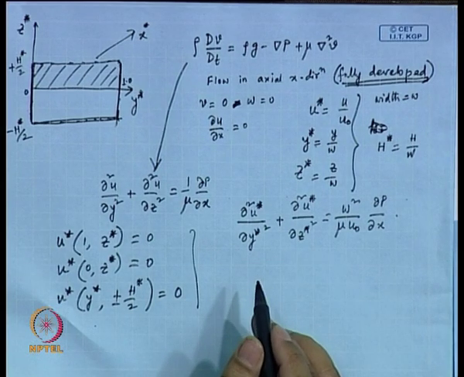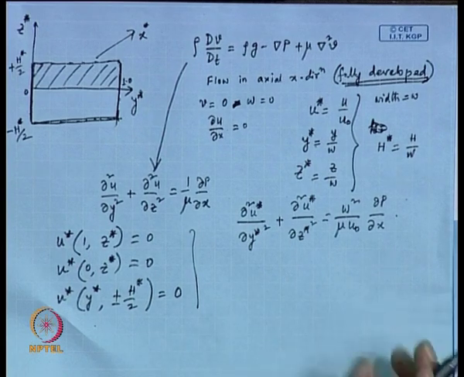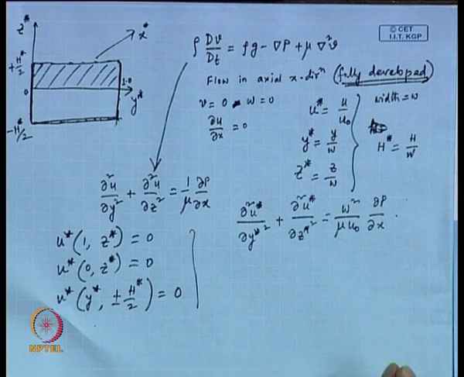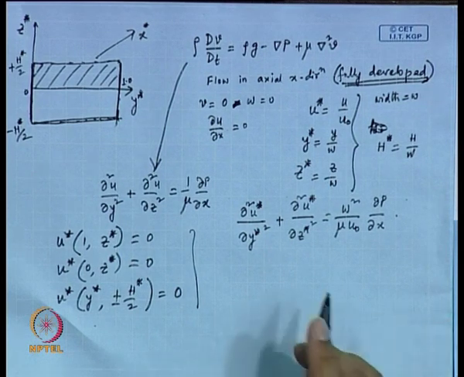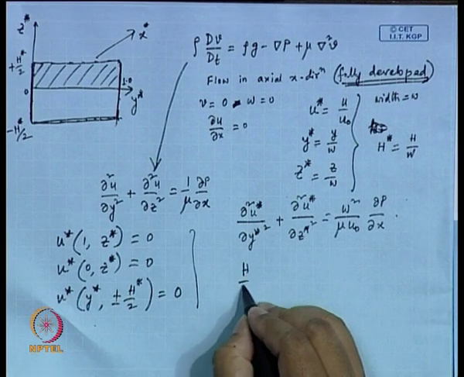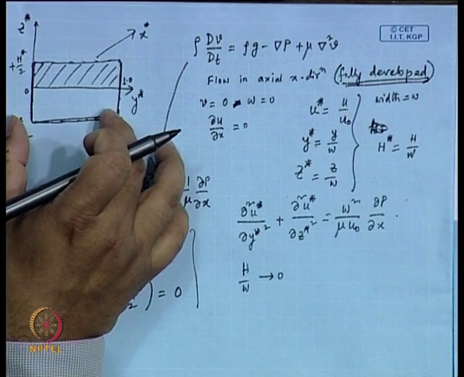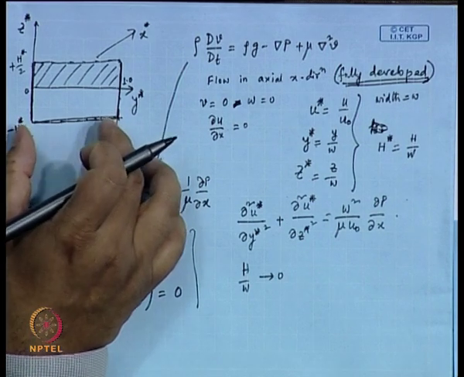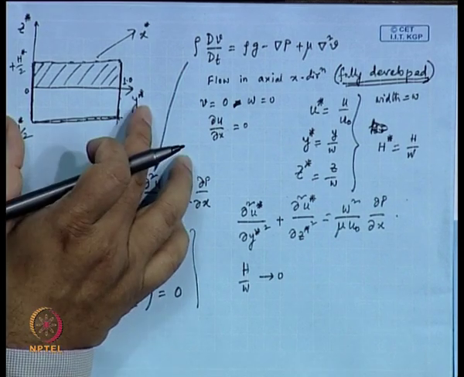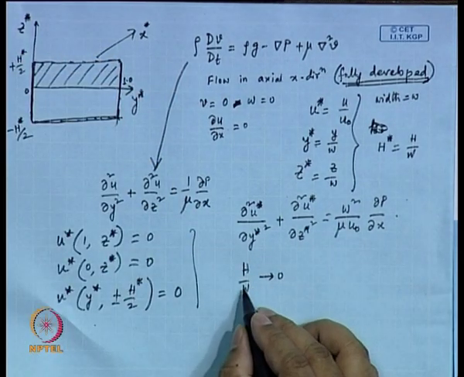If somebody wants to know if there is any quick relation that is available, if somebody wants to figure out what would be the pressure drop, there is one available. If somebody says that H by W tends to 0, that means this channel is having a low aspect ratio, that means W is big, but H is small.